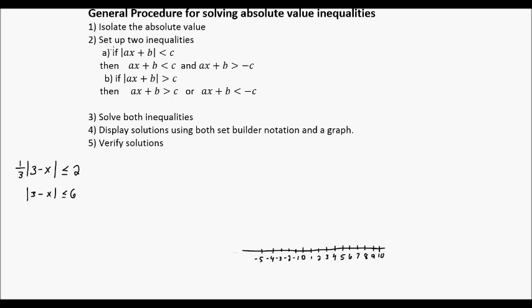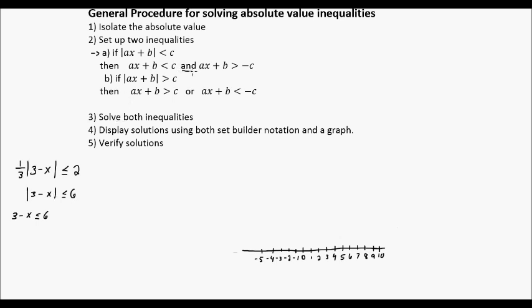I'm at step 2, and I have two potential things that could happen. Either my absolute value is going to be less than some number, or my absolute value is going to be greater than some number. In this case, it's less than, so I'm in step A. And step A says that whatever's inside the absolute value is less than the number. So essentially just rewriting this statement without the absolute value: 3 minus x is less than or equal to 6.